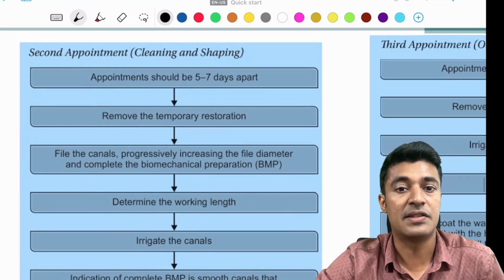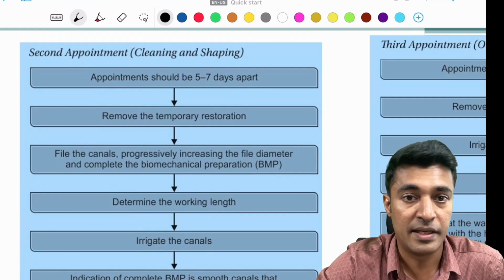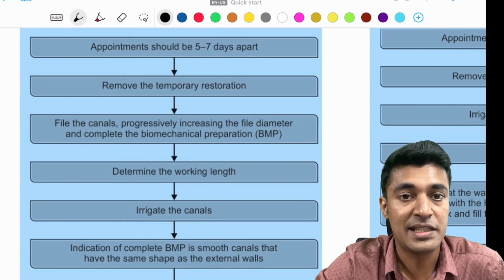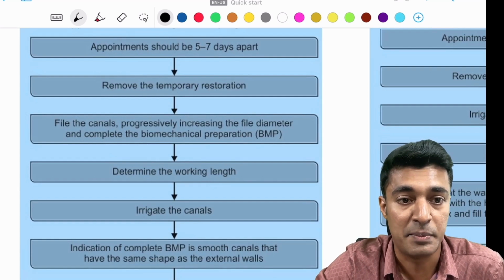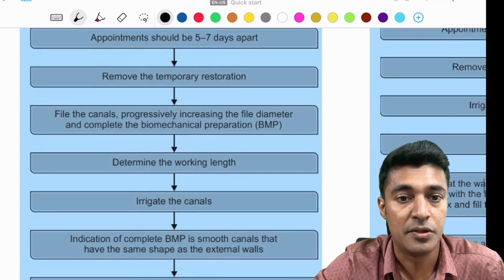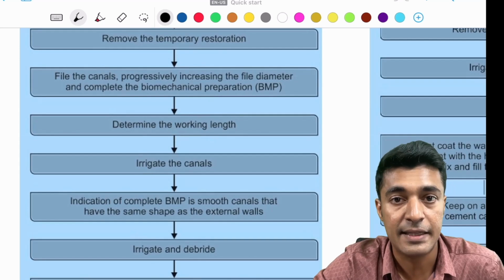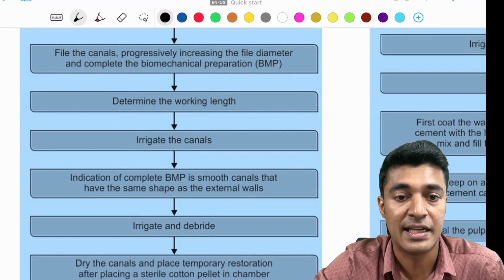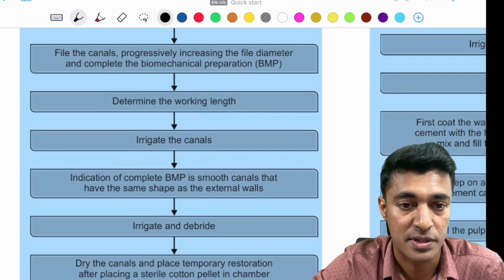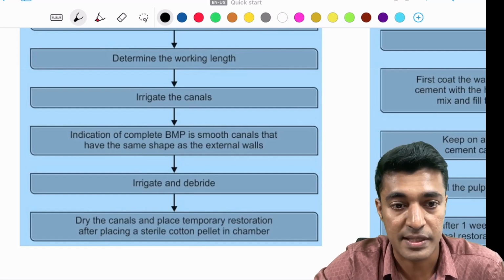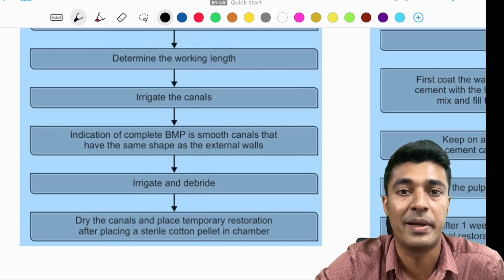The second visit is 5 to 7 days apart. Remove the temporary restoration and the cotton pellet. File the canals, progressively increasing the file diameter and complete the biomechanical preparation or cleaning and shaping. Determine the working length, irrigate the canals. An indication of the complete BMP is smooth canals that have the same shape as the external walls. Then irrigate and debride. Dry the canals and place a temporary restoration after placing a sterile cotton pellet in the chamber.